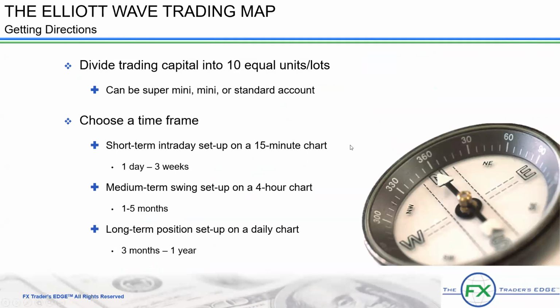So the first thing that we're going to do is divide the trading capital into 10 equal units or lots, because when you're fully at maximum position, you might have 10 lots being used. So you divide your trading capital into 10 units, okay? You choose a time frame, and we just went over that: 15-minute chart, 4-hour chart, daily chart that you're going to be trading off of.